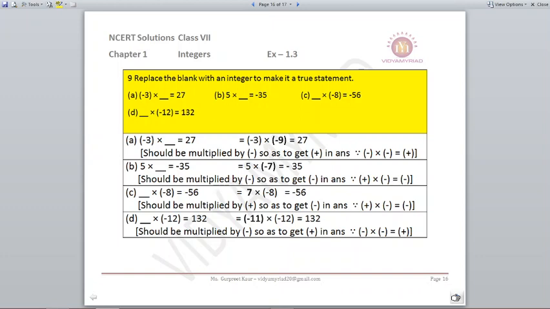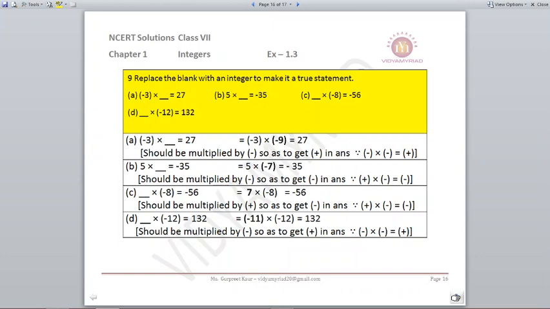B part. 5 multiplied by dash is equal to minus 35. Now 5 7s are 35, I know that. But I need minus 35 and 5 is already positive. It means I will be multiplying it with minus 7.